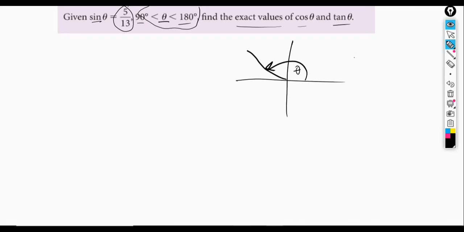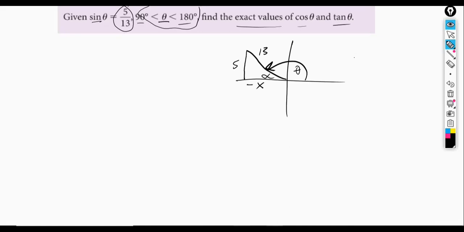Our reference triangle would be, of course, this one. And because they're telling us that sine is equal to 5 over 13, we use alpha as a reference. So sine is opposite over hypotenuse. So that means that this is 5 and this is 13. So we still need to find our x coordinate, which, by the way, must be negative.